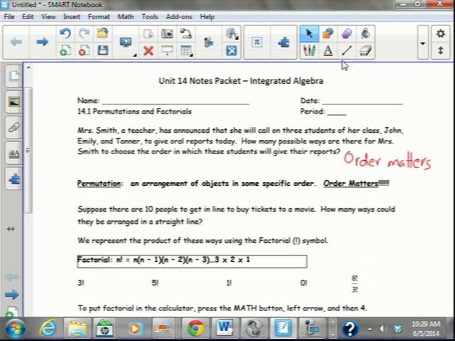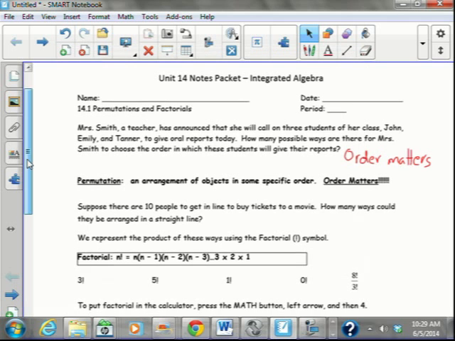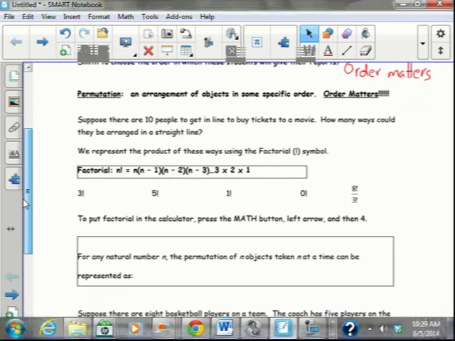Okay, sorry about that. So, a permutation is an arrangement of objects in some specific order. Order matters. Suppose there are 10 people getting in line to buy tickets to a movie. How many ways could they be arranged in a straight line? So how many people do you have for the first one? Well, you could have 10 options. And now you take away one, and what do you have left? Well, there's 9 options. And then there are 8 options. And now 3 people have already been lined up, so 7 people are left.